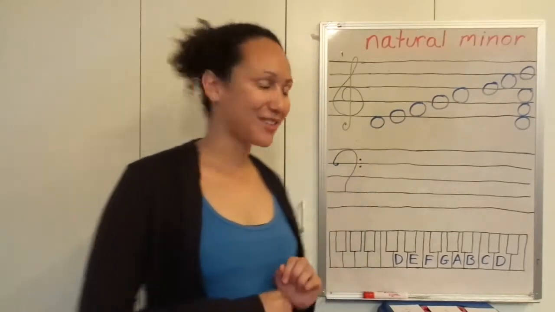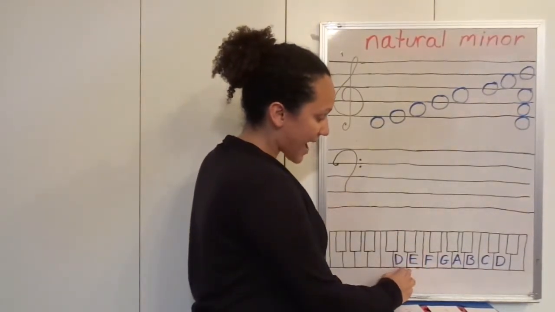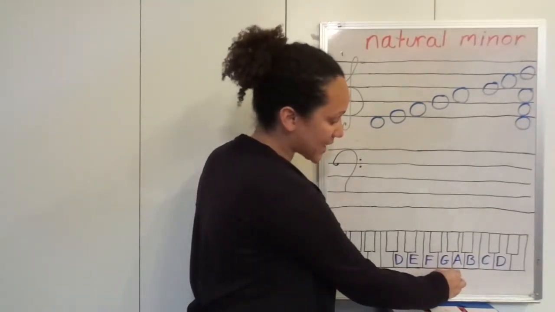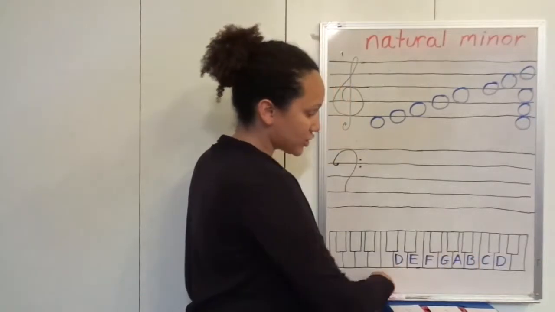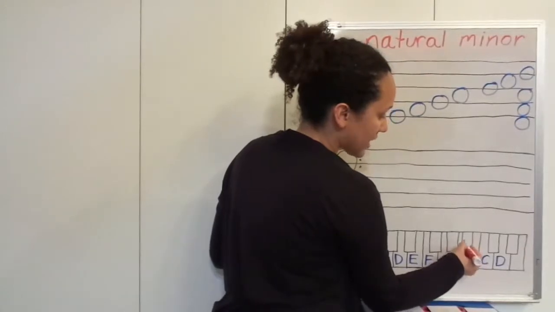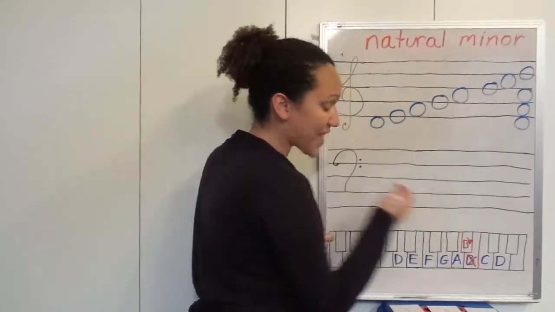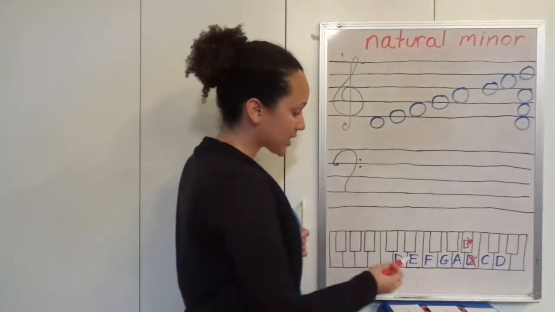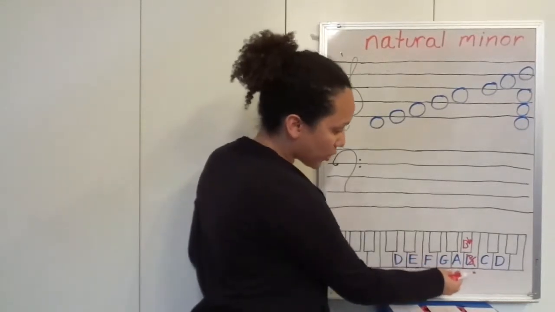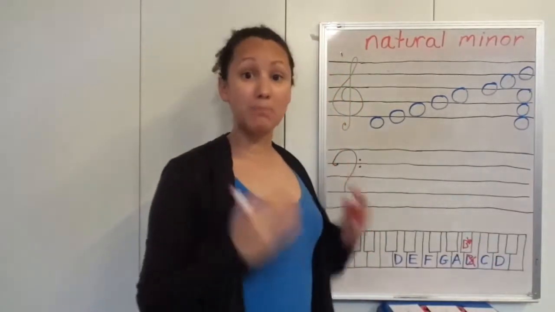Let's take a look at the pattern here. Remember that you want whole step, half step, whole step, and then a half step. So that should be right here. So we're going to cut the B out. Let's cross it out and put B flat. So we're going to lower the B to be B flat, and that will give us our first flat. So whole step, half step, whole step, half step, half step, whole step. And that gives us our minor pattern.